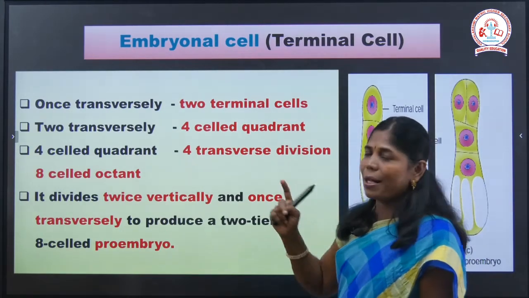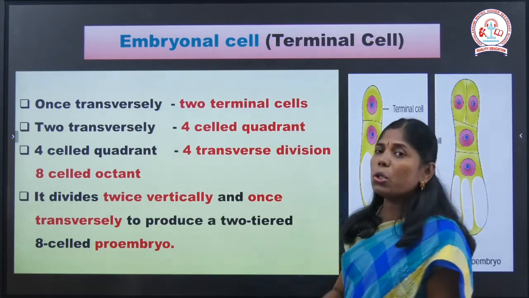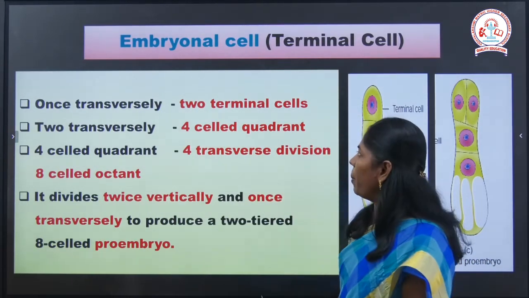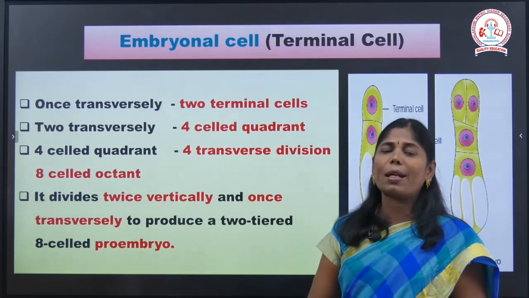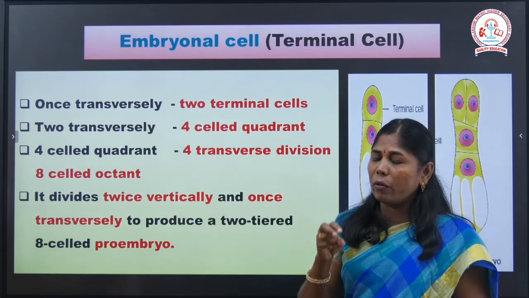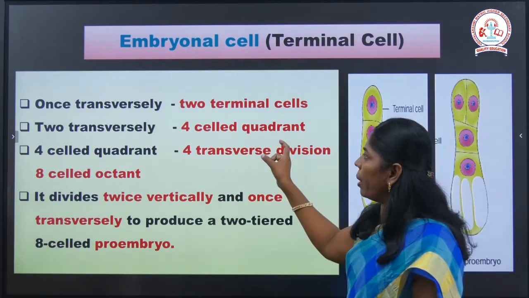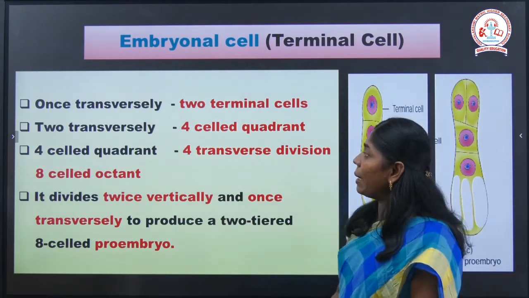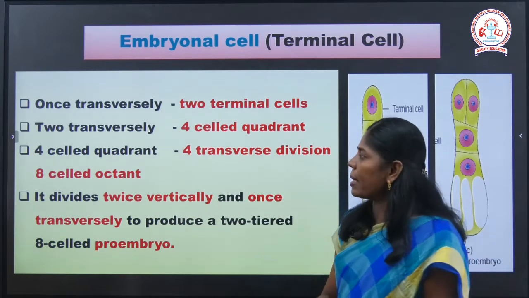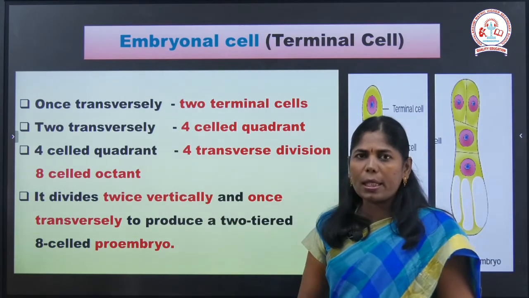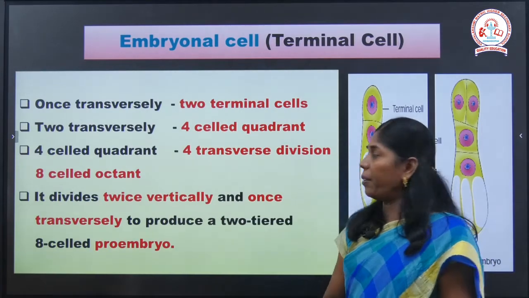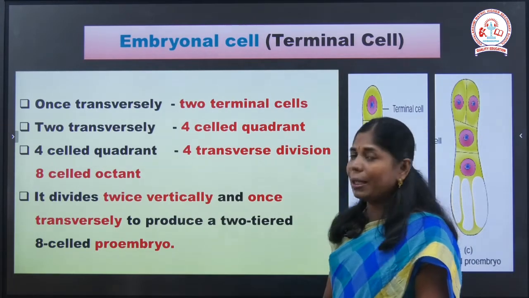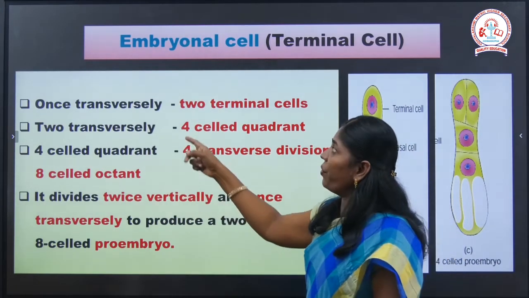One of the cells undergoes a transverse division to form two terminal cells. The two terminal cells again divide to form a four-celled stage, known as the quadrant stage. Again the four-celled quadrant undergoes a transverse division to form eight cells, known as the octant. So first the two-celled proembryo, then the four-celled proembryo, and the eight-celled embryo are formed. The eight-celled octant then undergoes a division that differs from the first one.